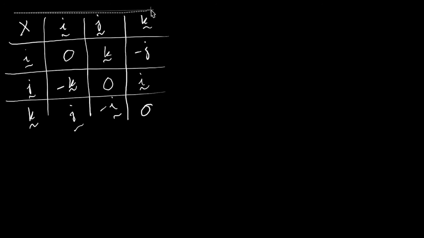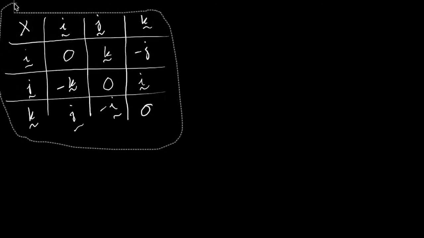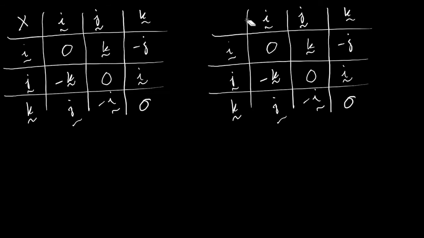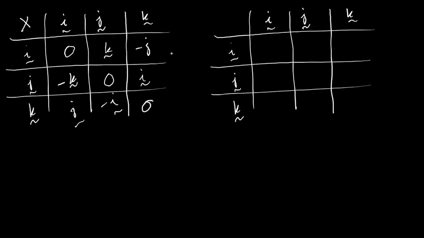I will replicate this table for the dot product. So now we have the dot operator right here. And for the dot product, i dot i is 1, and anything not dotted with itself is 0. So i dot j is 0, i dot k is 0, and so on. But j dot j is 1, and k dot k is 1.